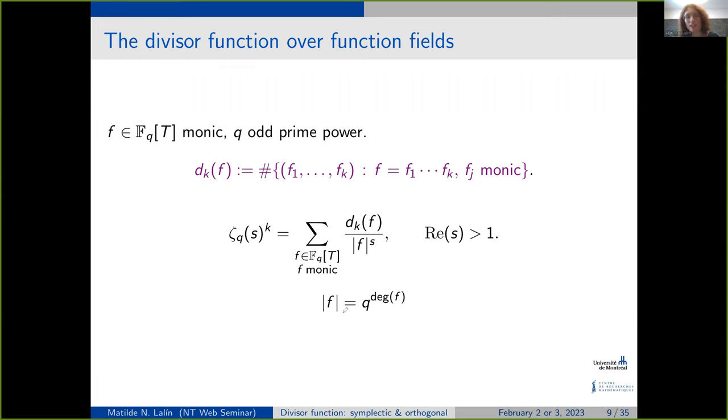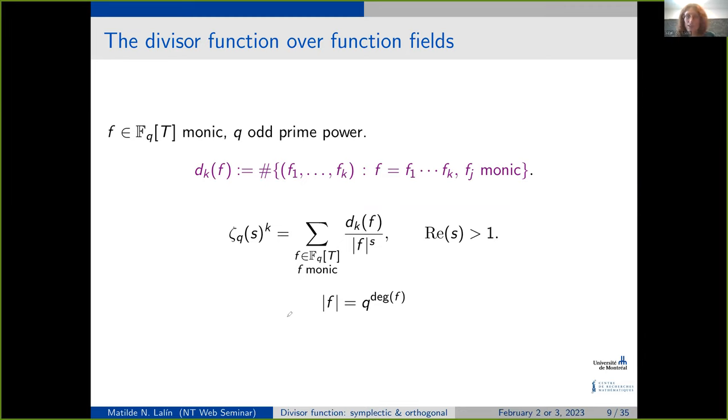And again, this d_k of F shows up as the coefficient in the zeta function over F_q[T]. So if we take the zeta function over F_q[T], which is given by the sum of 1 over the absolute value of F to the s, with F going over all the monic polynomials, then when we take the k-th power, we get that. Before I go on, let me mention that the absolute value of F here is q to the degree of F. So it's the number of elements of the residue field of F_q[T] by the ideal generated by F.